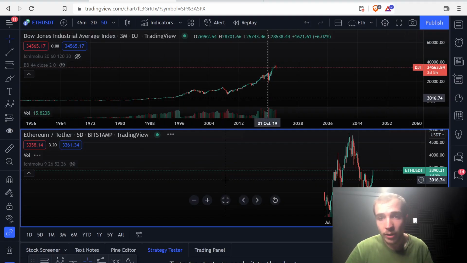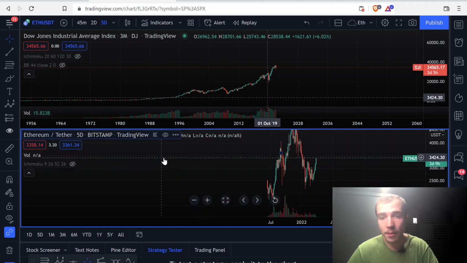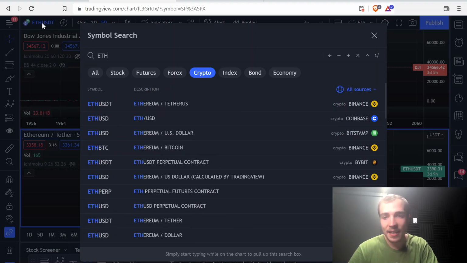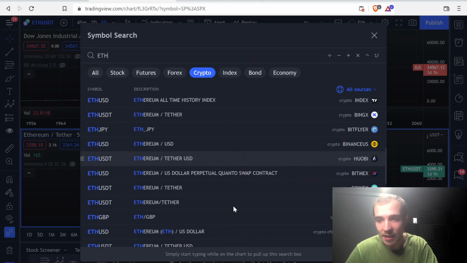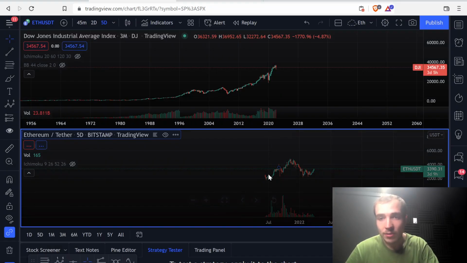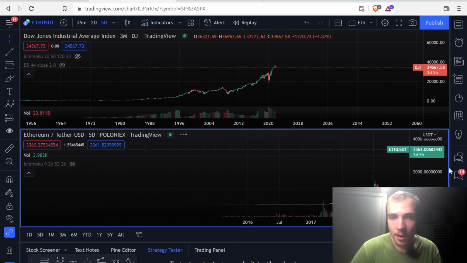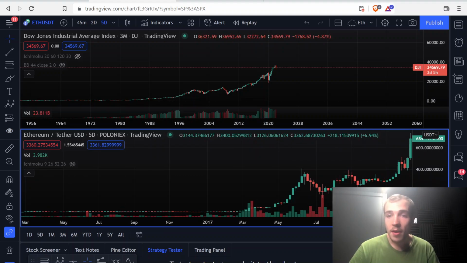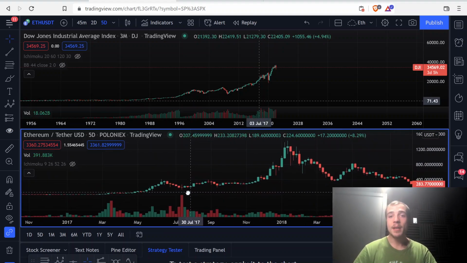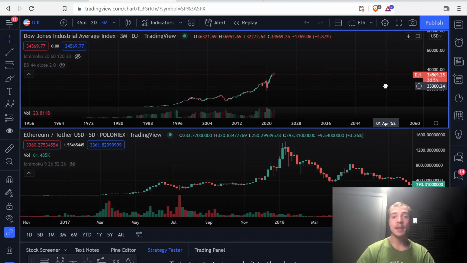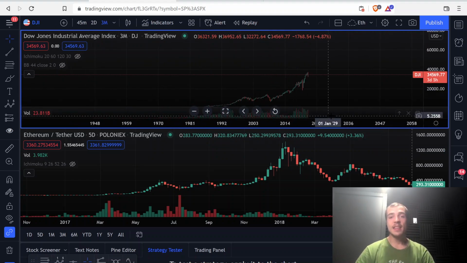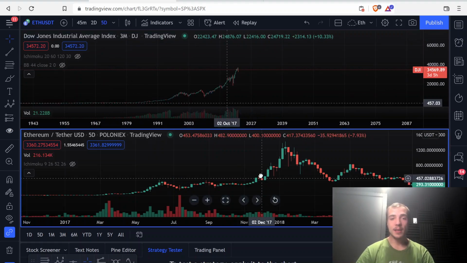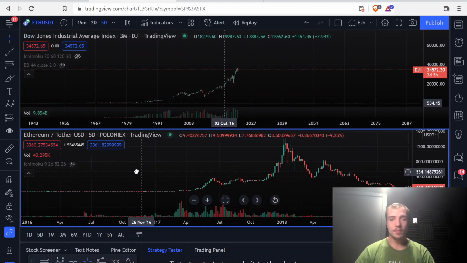So if we look at Ethereum here, we're going to pull up Ethereum somewhere where we can see enough price history. Probably on Poloniex will be the one. There we go. We have a lot of price history on Poloniex. Ethereum is actually a spitting image of what we saw happen in the Dow Jones. So let's go ahead and look and see what's going on here.